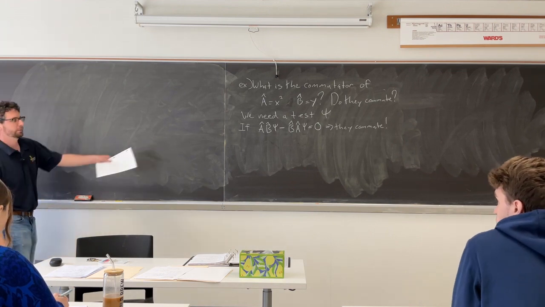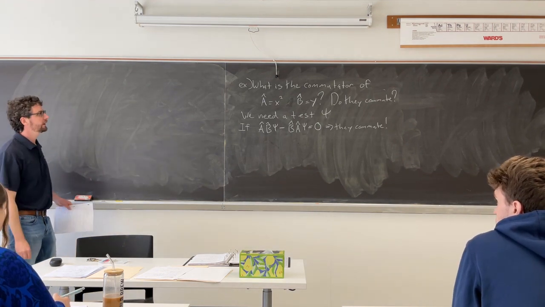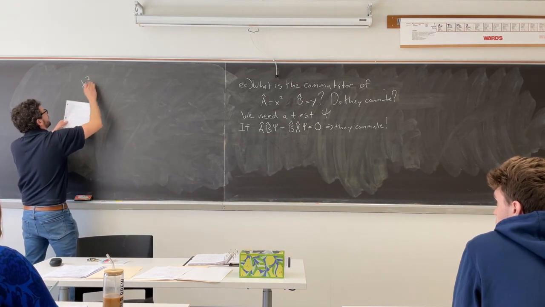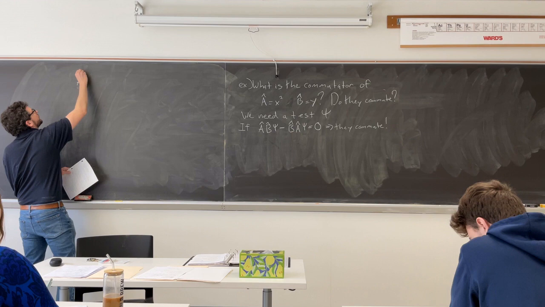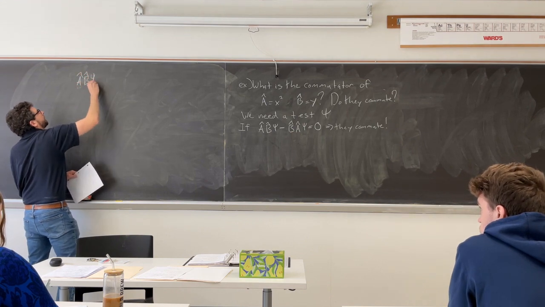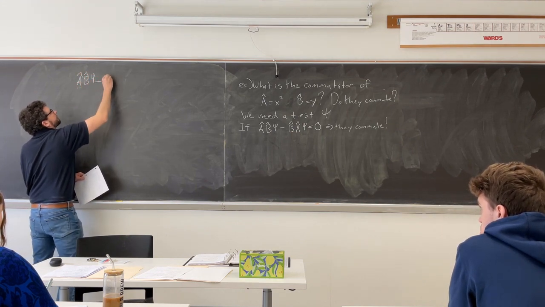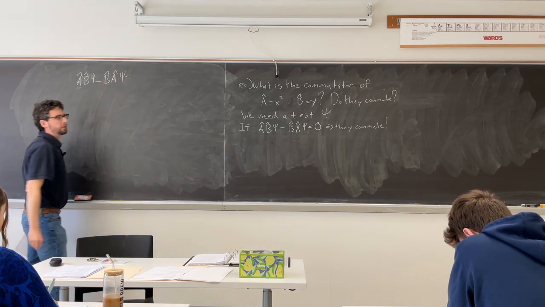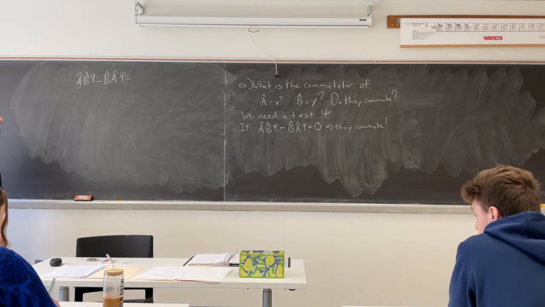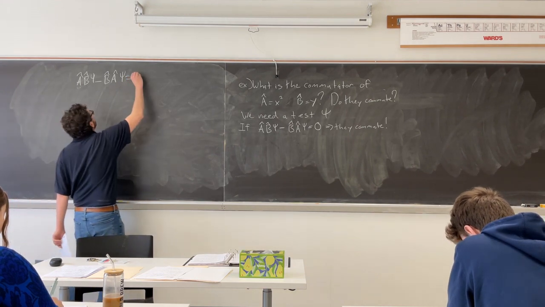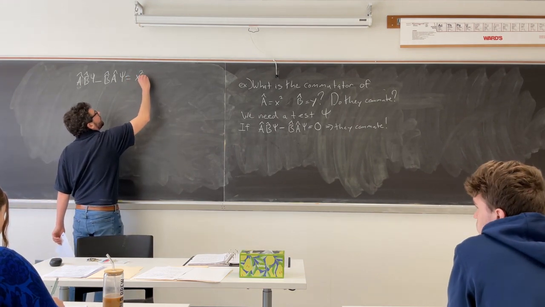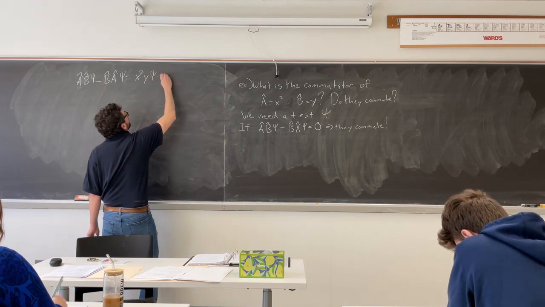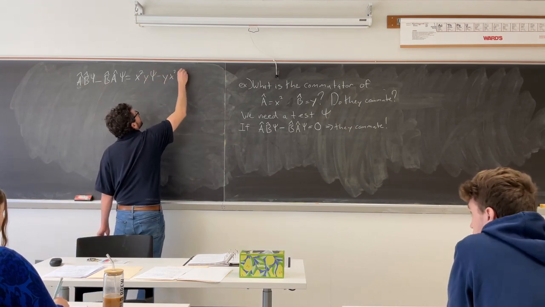Okay. Let's check this out then. Let's plug this in and see what we get. A hat is x squared. Let's just plug in for A hat and B hat. Which one was A hat again? Squared. Yep, and B hat was y. And then we get y, x.